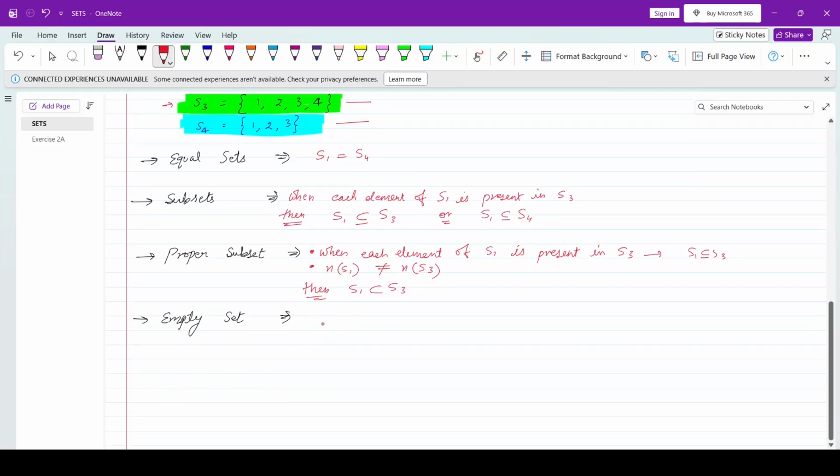Now the empty set. An empty set is simply a set containing nothing. It can also be written as this term in terminology. Now let's solve some questions from exercise 2A.